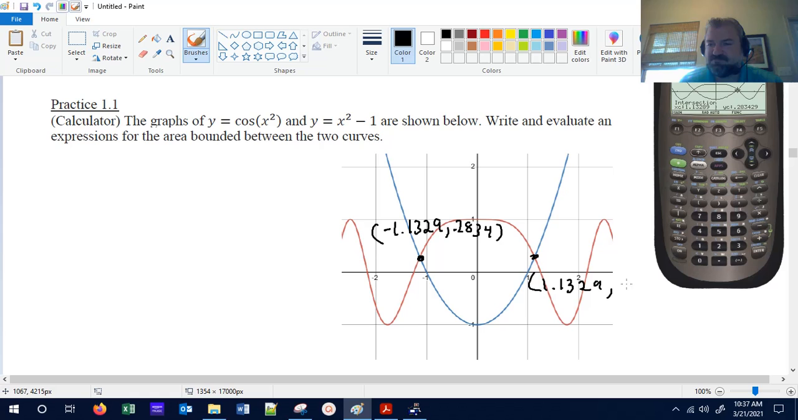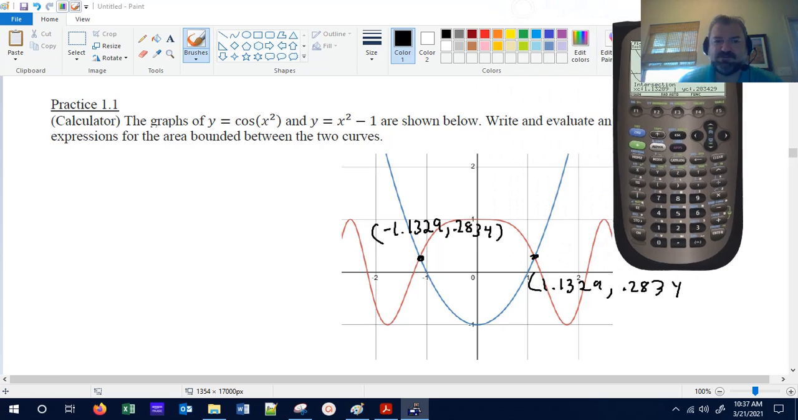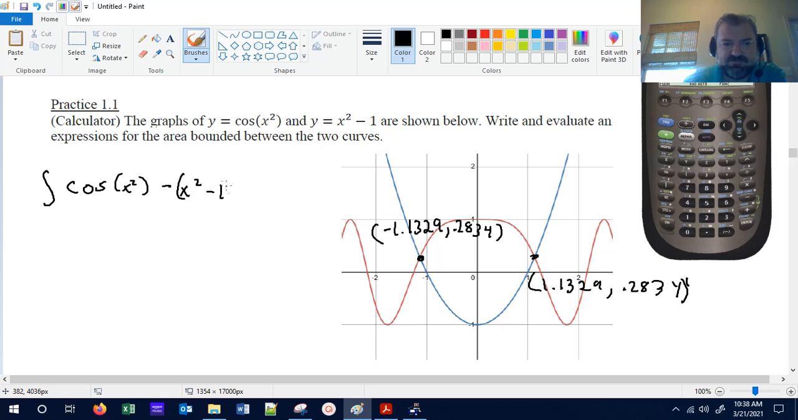1.1329. Because it's even, makes sense. And 0.2834. Two even functions, so it makes sense that they would be symmetrical in their points of intersection. That's satisfying. Okay, let's integrate. We're going to be doing the top equation, which on this interval is cosine of x squared minus the parabola. Make sure you put parentheses around it.